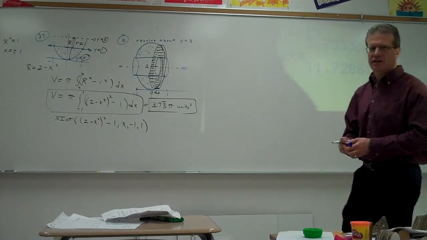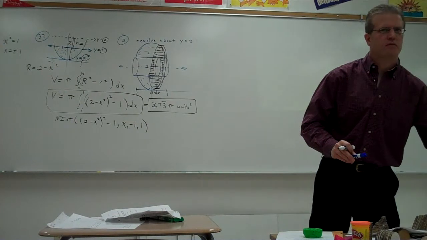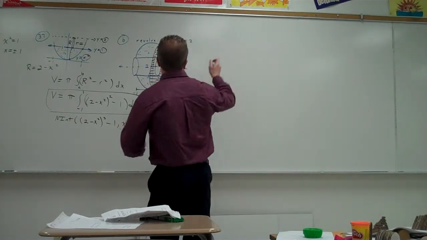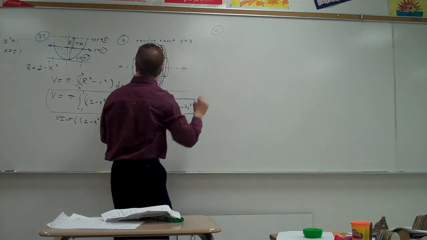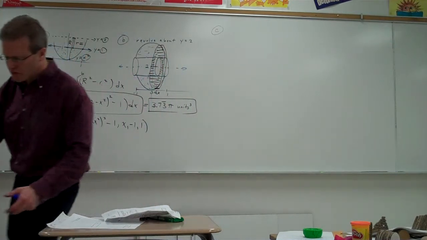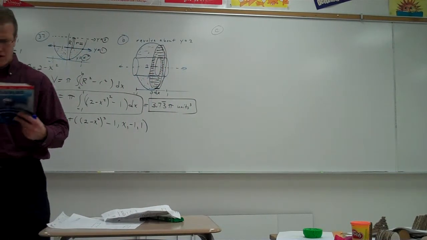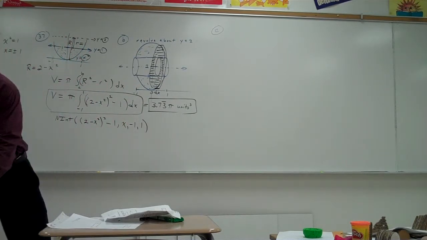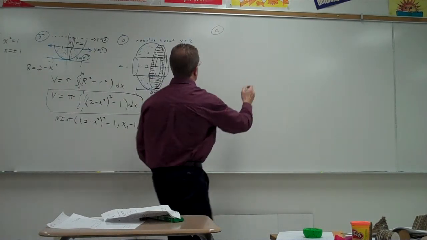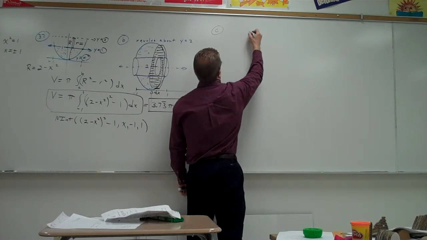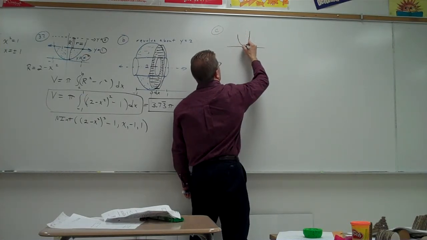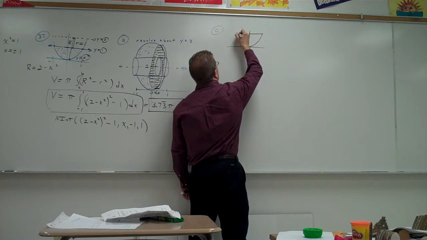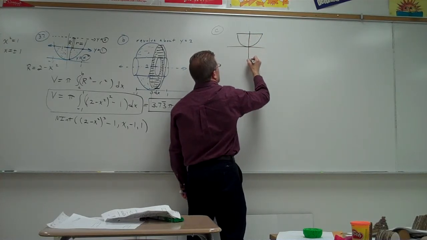Any questions about that now? Okay, let's move on to part C. Still doing number 37, still on page 392. Part C, revolve it about the line y equal negative 1. You still have the same region, so I'm going to redraw that real quick. Still have y equal x squared and y equal 1. But now you're going to revolve around y equal negative 1.